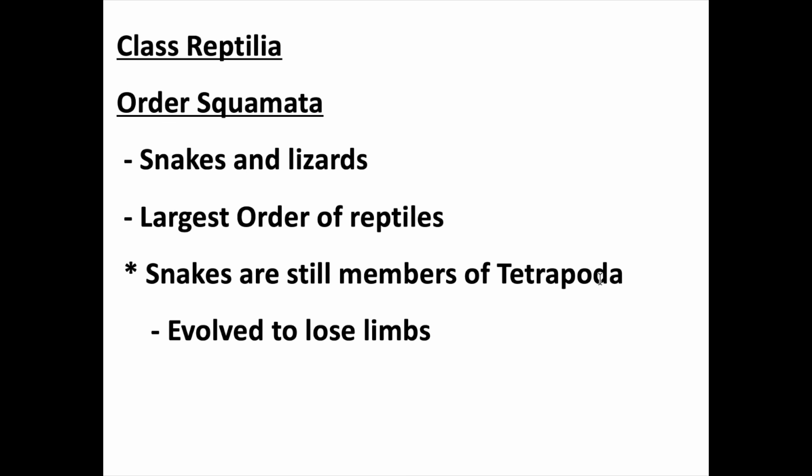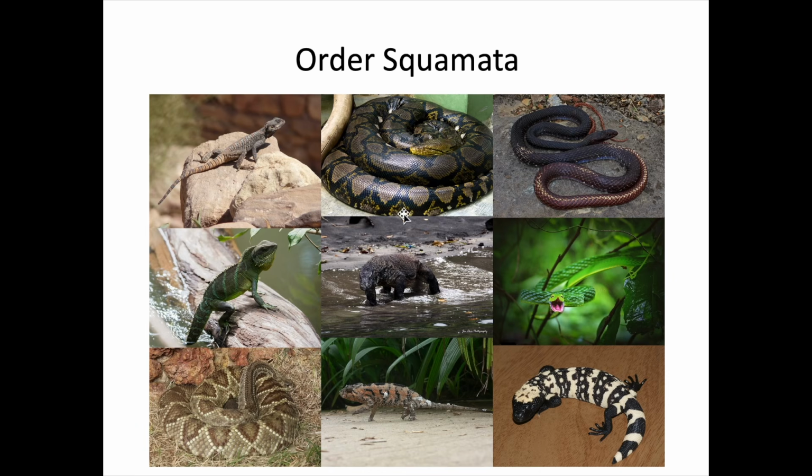So snakes and lizards, largest order of reptiles, and I pointed this out for the caecilians in Amphibia, but snakes are still members of Tetrapoda. Even though the name doesn't fit, they are members of this clade, of this group. They've just evolved to lose their limbs so they can do a better job of living the way they want to live, slithering around.